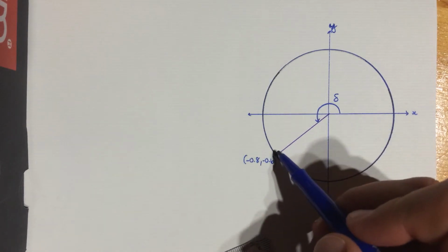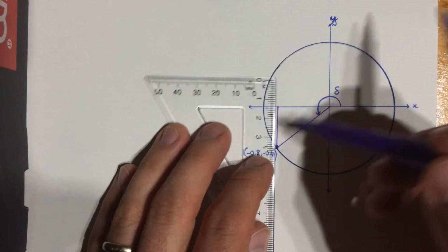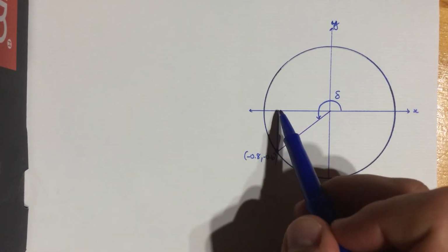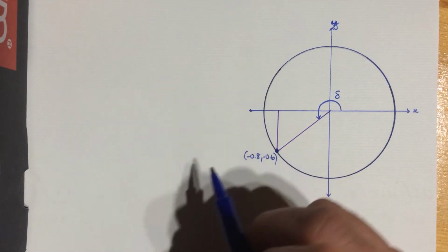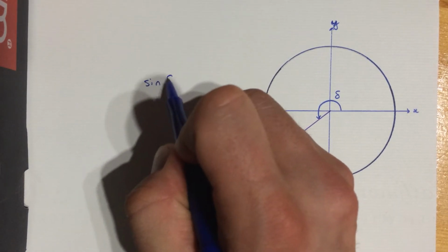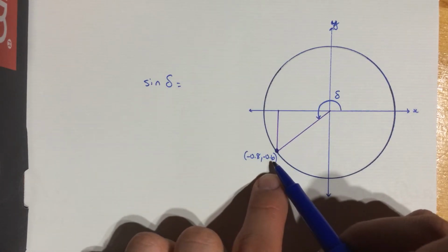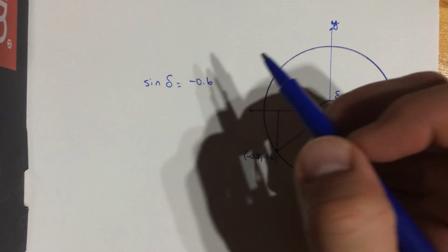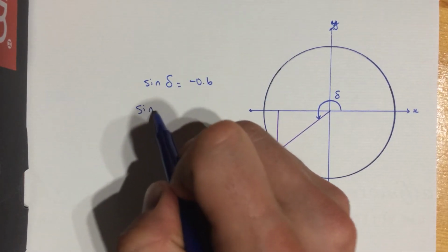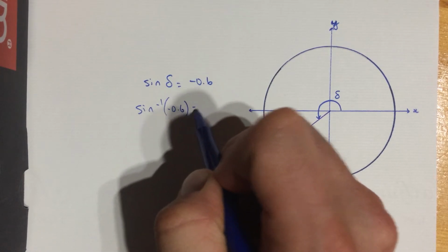Well, let's see the coordinates here. We still have our little triangle. You might think of this as negative 0.8 here and negative 0.6 down there. So the sine of delta is equal to this y coordinate right here, negative 0.6. What happens when I take the sine inverse of negative 0.6? What do I get?